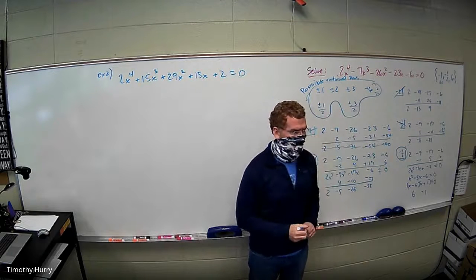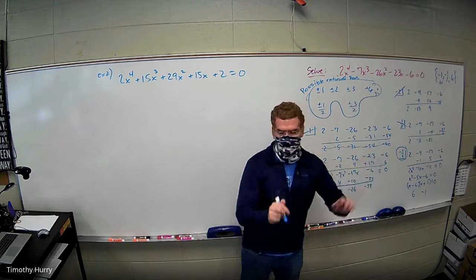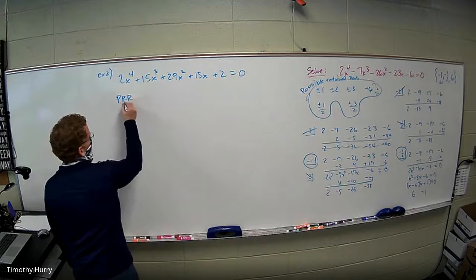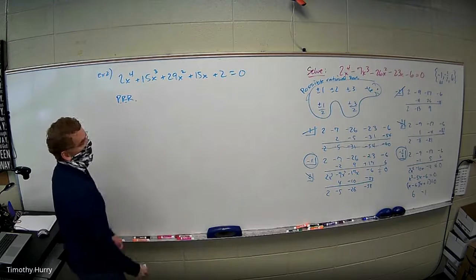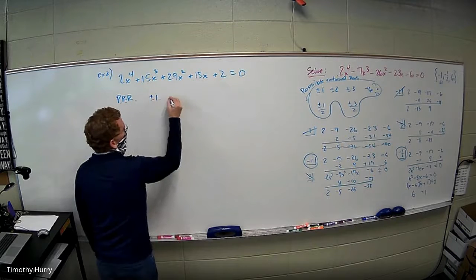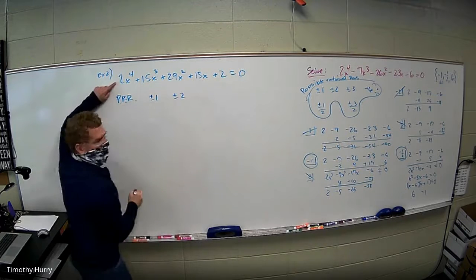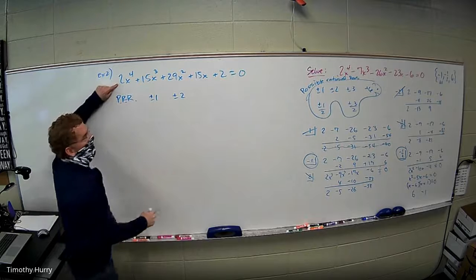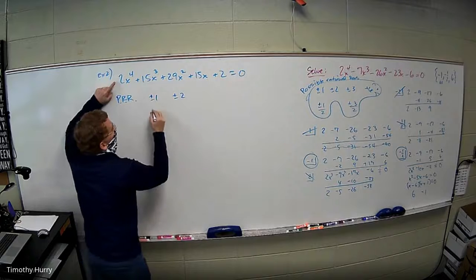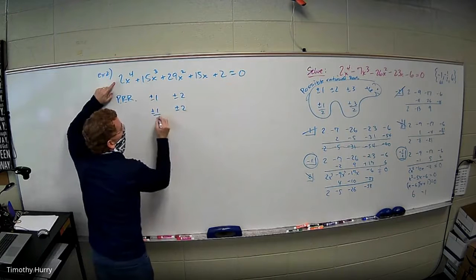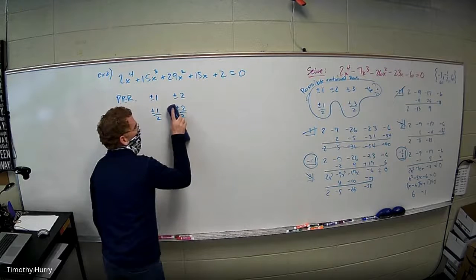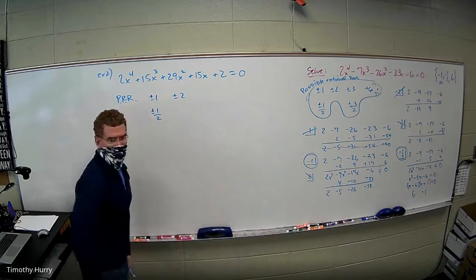Are you with me? So I'm not going to check the positives, but I am going to write out the possible rational roots. So what are the possible rational roots? Factors of that 2 over factors of this 2. So plus or minus 1, plus or minus 2 over 1, and plus or minus 1, plus or minus 2 over 2. But 2 over 2 is what? So those are my only possible rational roots.